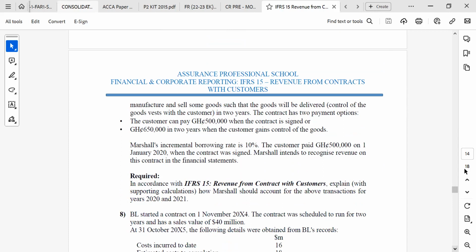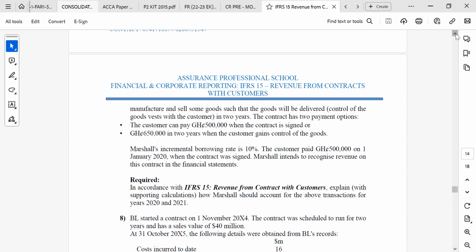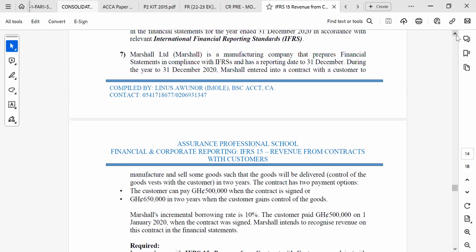So first of all, you have to identify how the performance obligation will be satisfied. What is the condition? Is it at a point in time or over time? At a point in time. So at a point in time means that you can only recognize revenue when you have transferred or delivered the goods to the customer.